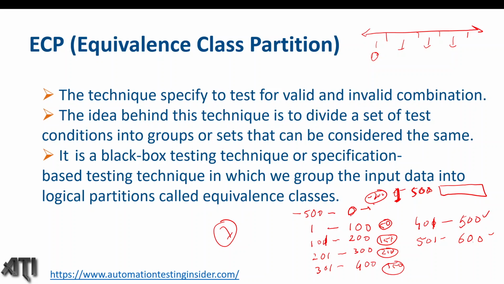So minus 500 to 0 is this, it should not accept this one, right? Because the range is from 1 to 500. So this is an invalid value for this particular testing, right? 1 to 100 it should accept, 100 to 200, 201 to 300, this is also good test data. 301 to 400, 401 to 500, that is also valid, and this is again a negative scenario, 501 to 600. So out of 7, 5 are positive test cases and 2 are negative.